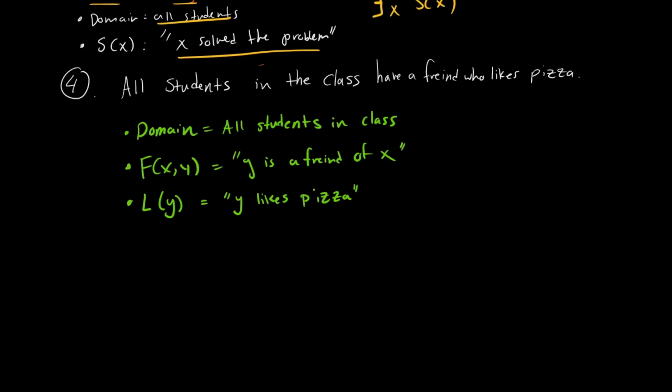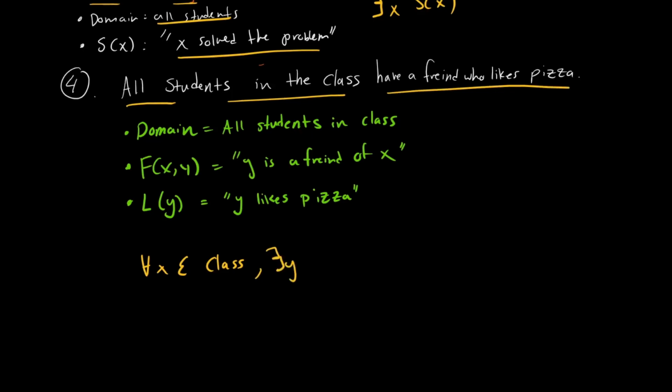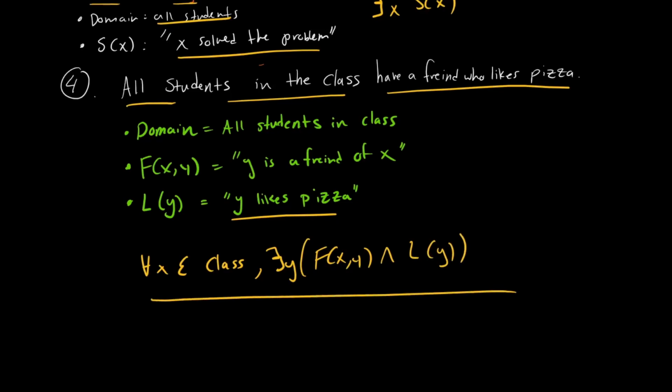So how can we format this together to make sense? It starts off like this: all students in the class, right? So we're looking at for all students belonging to the class, right? And have a friend who likes pizza. So that means there exists some y, right? Where y is a friend of x, and y likes pizza, right? So this is basically all it is to this one.